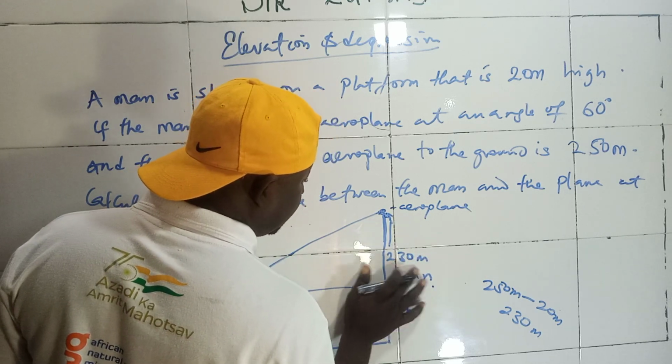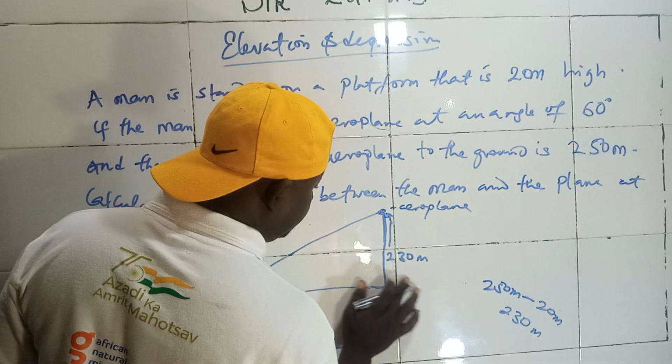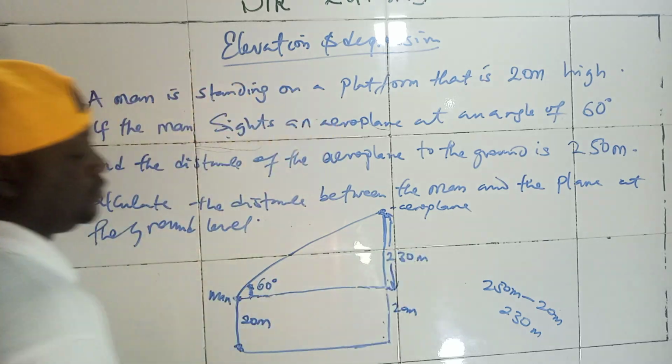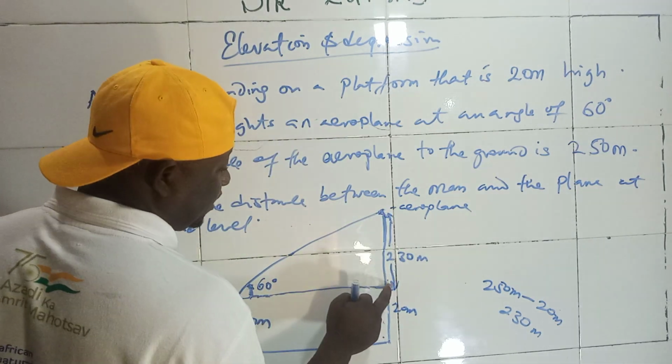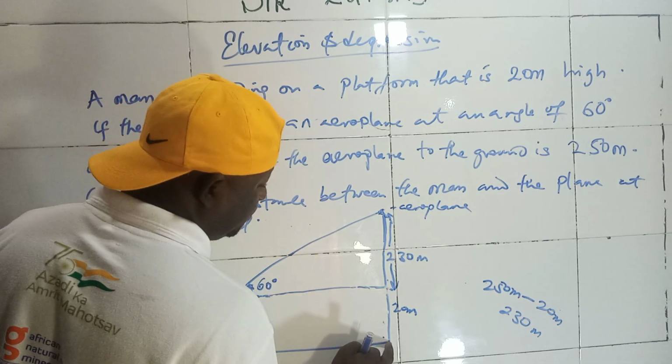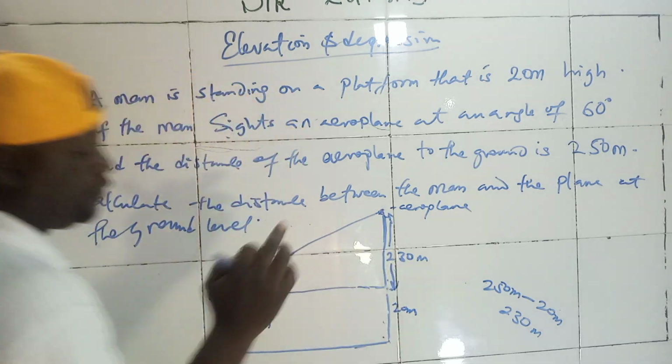So no longer 250 meters again. So we are breaking everything down. From here to here is 230 meters. From here to here is 20 meters. So from here to here is 250 meters.